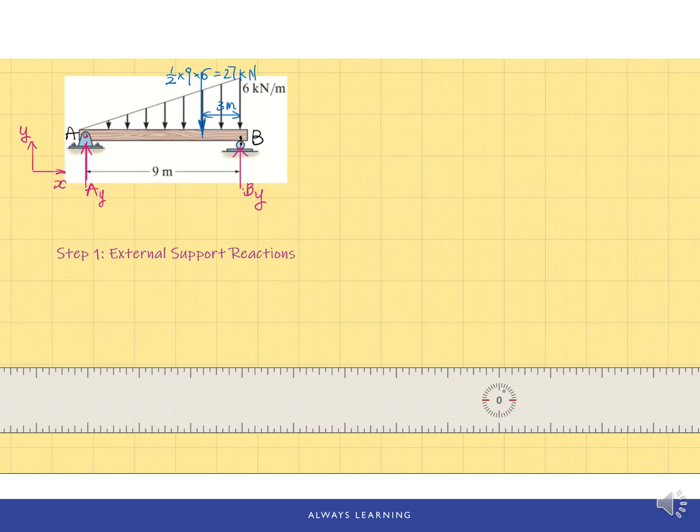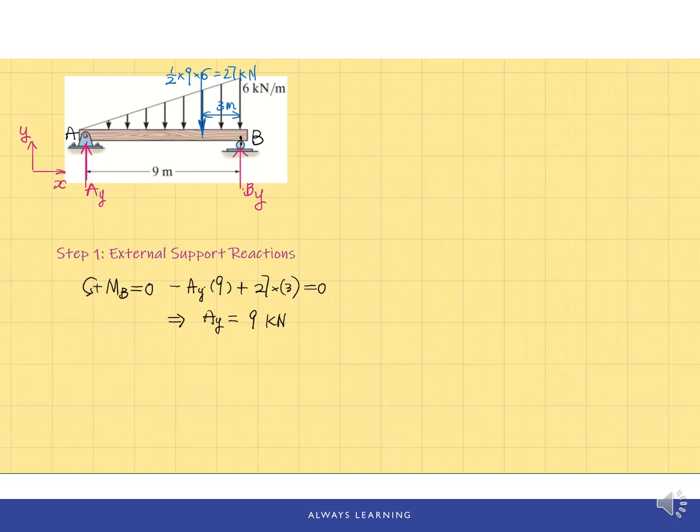And after I apply the method of sections, I'm going to choose the left segment as the system of analysis. Therefore, I will only solve for the AY. So AY, based on the moment about point B, AY is 9 kN. So I'm going to place it on the free body diagram. This is AY.